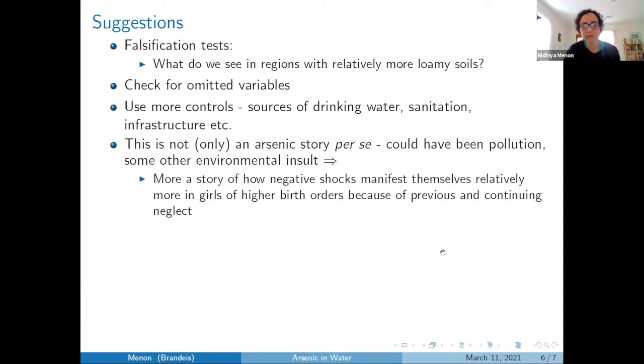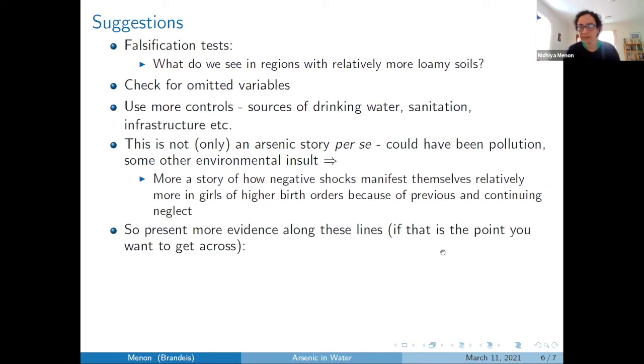in these models. And I would step back a little bit and say, this is not just an arsenic story per se that ties you to these instruments, right? This could have been any environmental pollutant. This could have been any insult. The case that you're making here is that equally bad things happen to boys and girls, but we're seeing them manifest themselves much more in girls because of these wider things that girls in particular, especially younger girls, suffer, right?